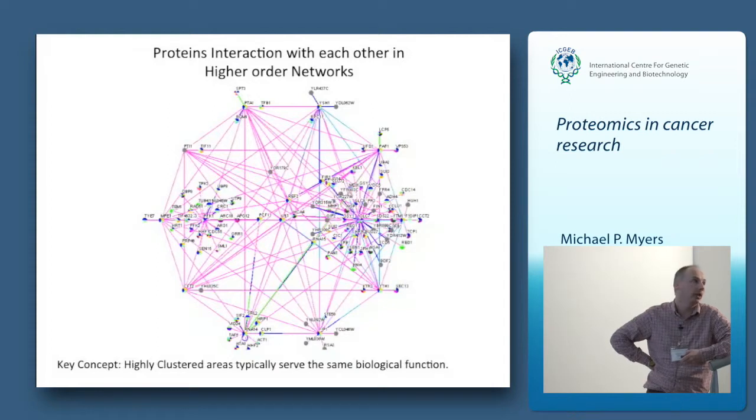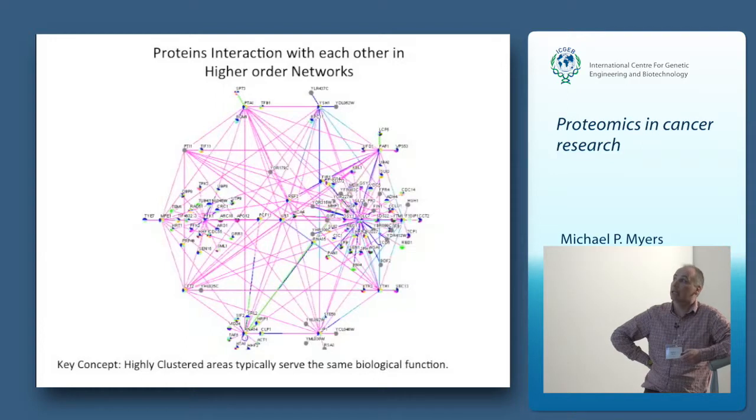The gray ones haven't been annotated functionally. So by knowing that this protein interacts with this protein, now you have a hypothesis that you can test. You can see if this protein is involved in the same function as this one, right?